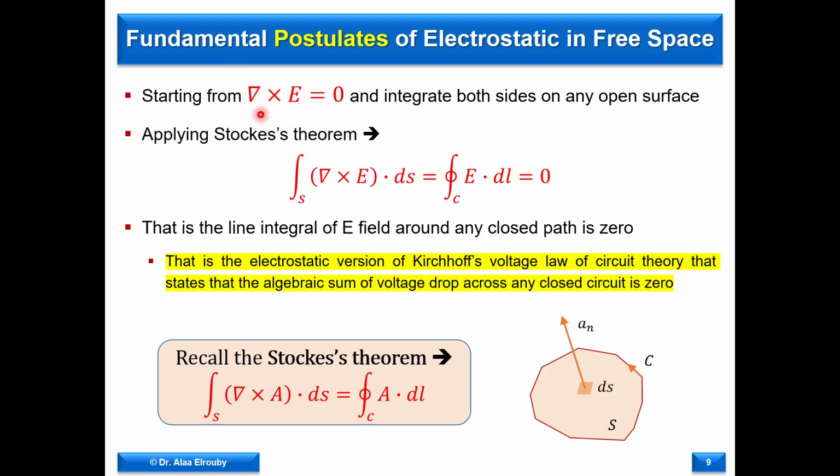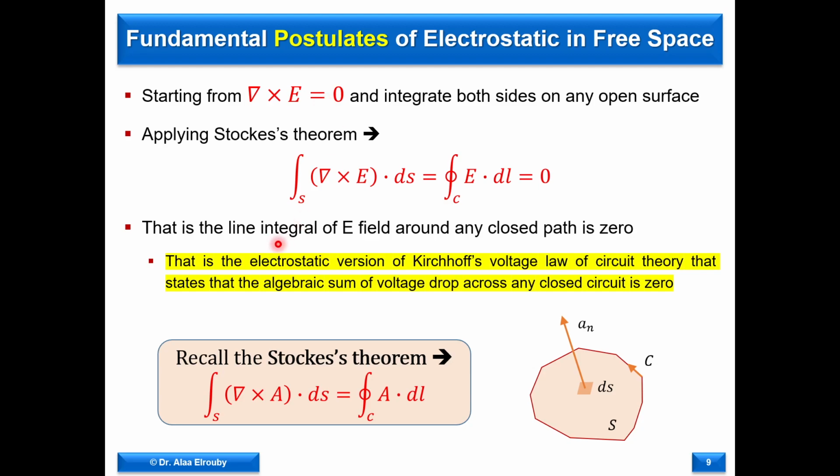So back to our postulate or law. The law is saying curl of E equals 0. So applying the Stokes theorem, curl of E dot ds. We take this part dot ds enclosing any open surface. This is equal to E dot dl over the closed contour surrounding this open surface. So what is the meaning of this?